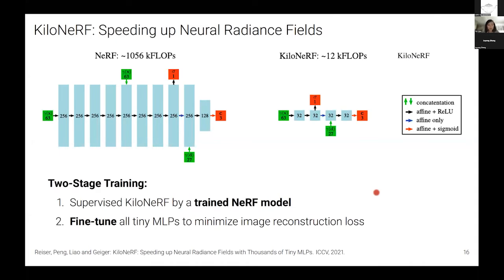Now some more details about KiloNeRF. Here we show the network architecture comparison of NeRF and KiloNeRF. We show that KiloNeRF is much smaller compared to NeRF and also has much smaller KFLOPs. For training, we adopt a two-stage training strategy. In the first stage, we supervise KiloNeRF with a trained NeRF model. And in the second stage, we fine-tune all tiny MLPs to minimize the image reconstruction loss.